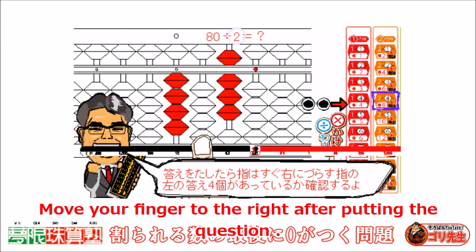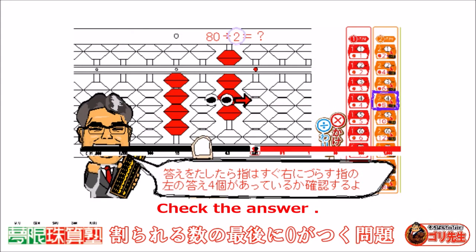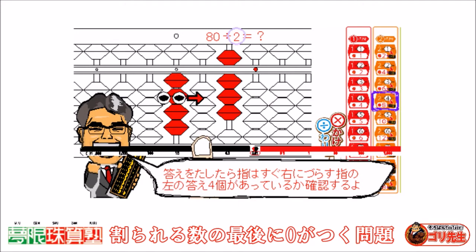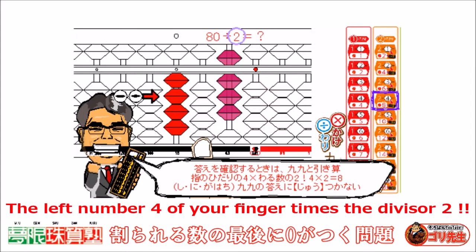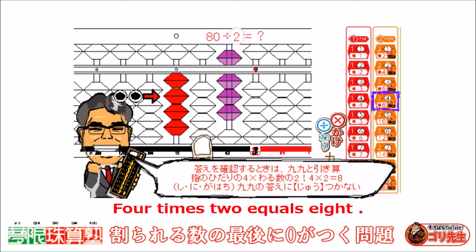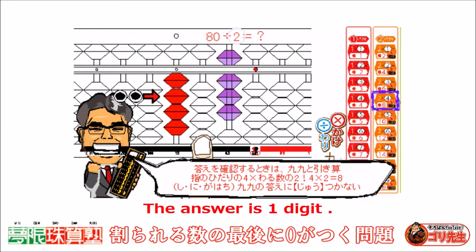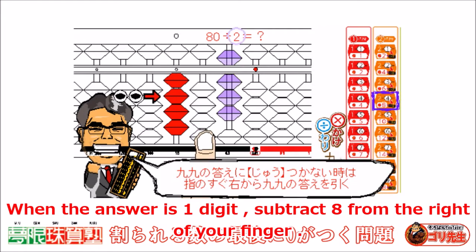Move your finger to the right after putting the question. Check the answer. When you check the answer, remember the multiplication table and subtraction. The left number 4 of your finger times the divisor 2. 4 times 2 equals 8. The answer is 1 digit. When the answer is 1 digit, subtract 8 from the right of your finger.